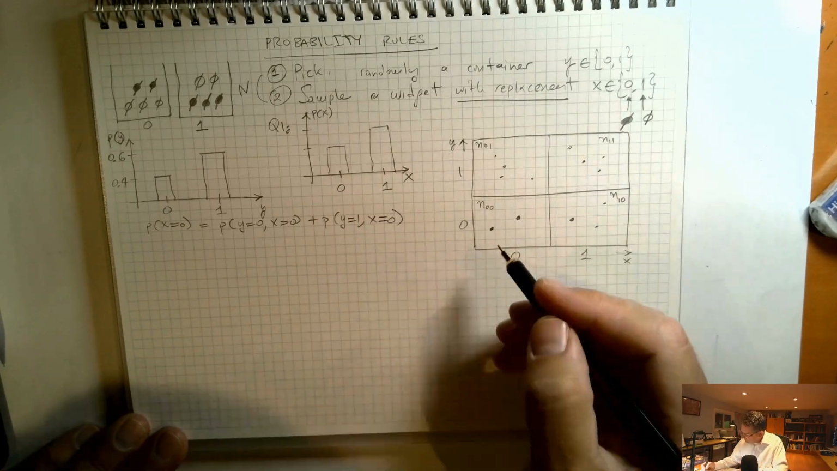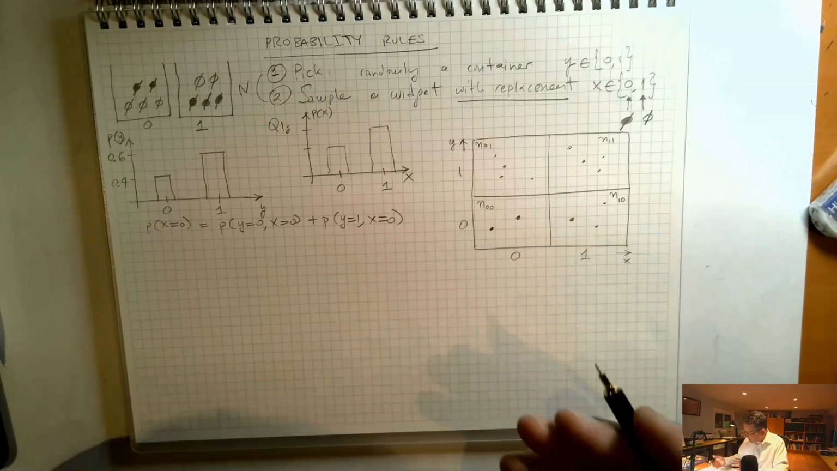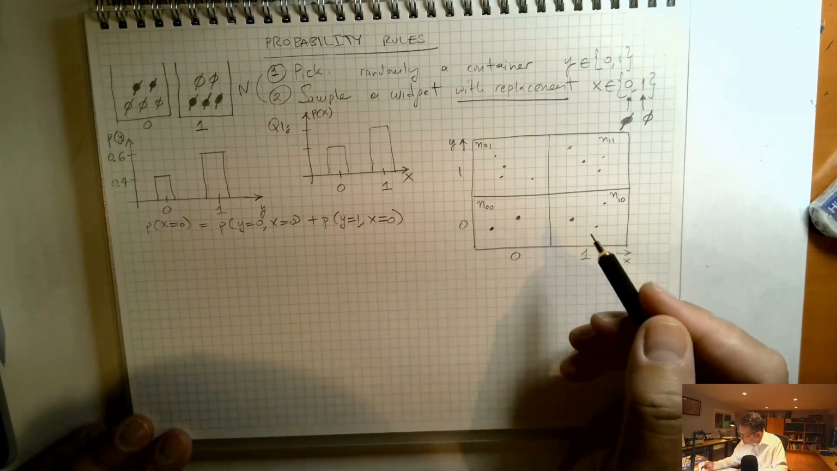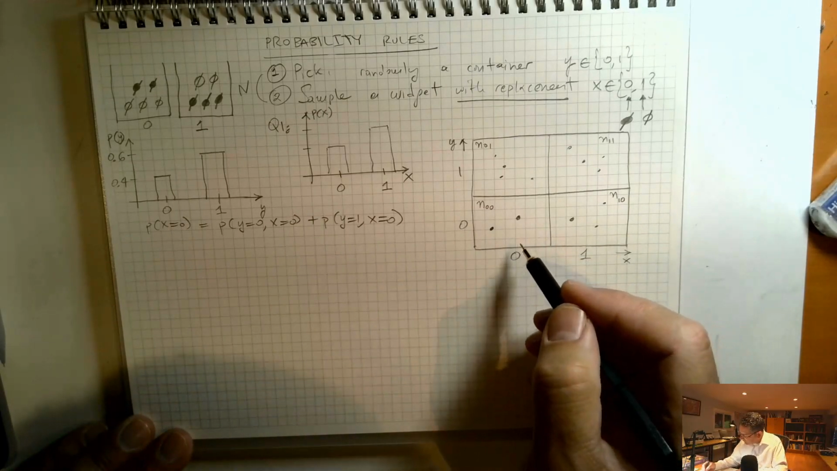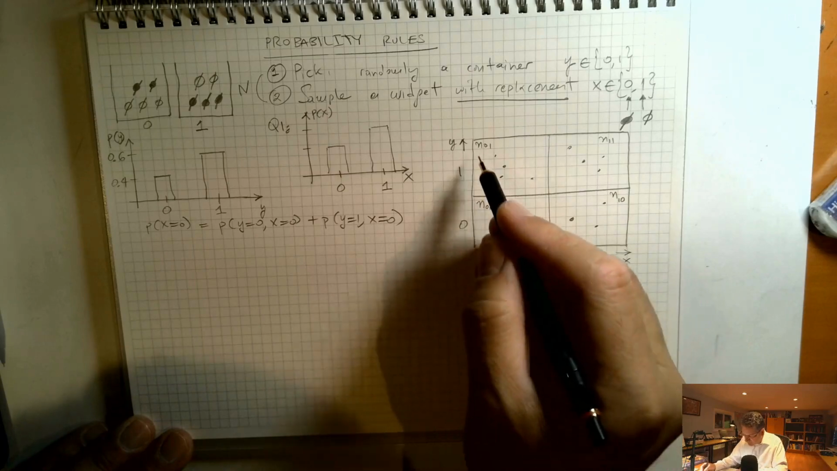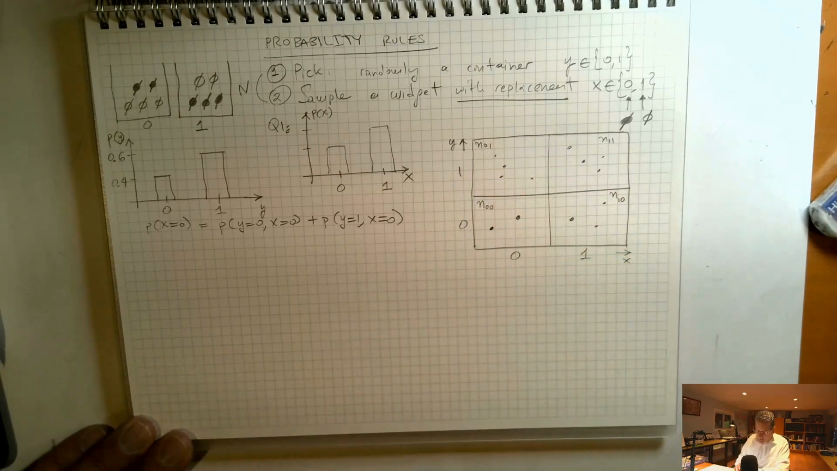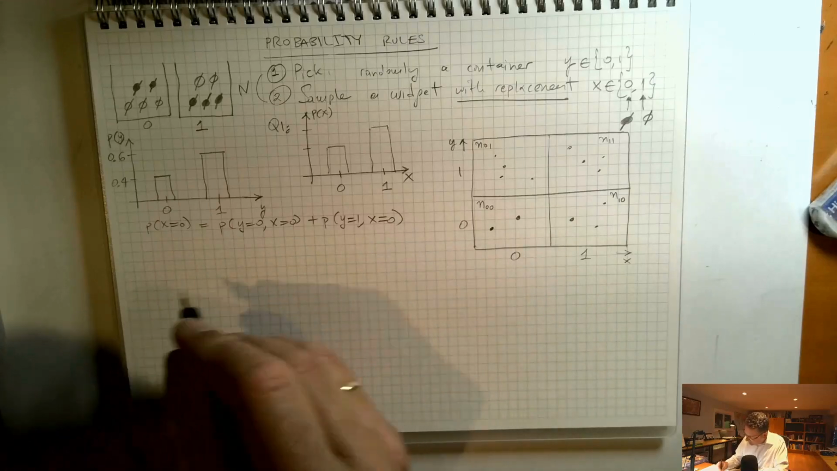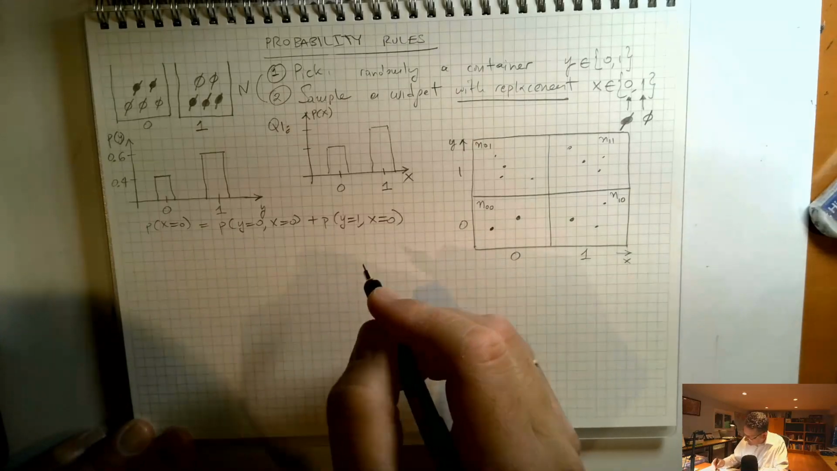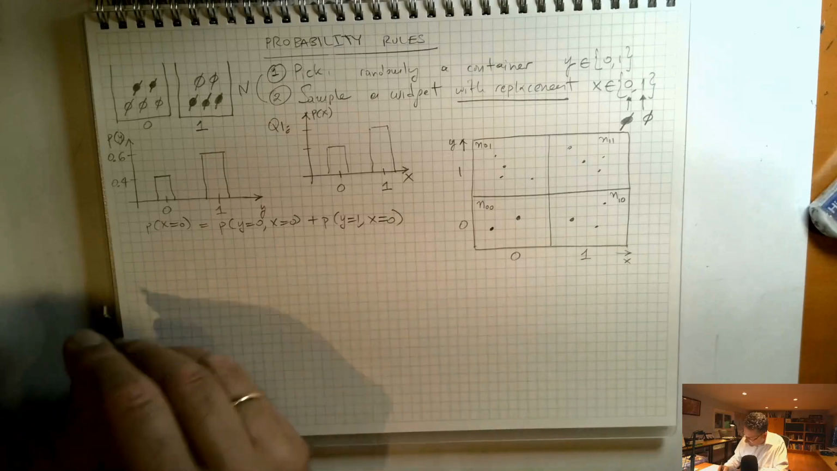So definitely the number of times that I've obtained a black widget is when I add the N00 and N01 and I divide it by N. And this is basically the first thing that I can say.